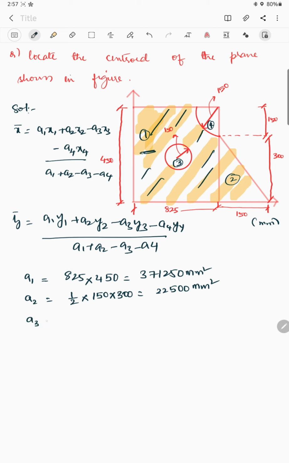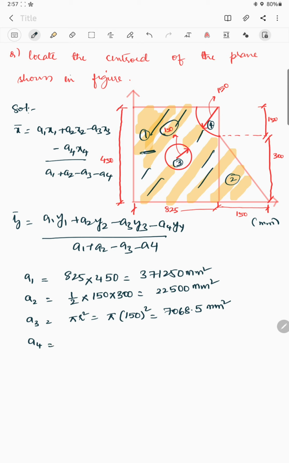Similarly, a3. What is the value of a3? The third element is a circle, so area of circle is pi r square. So pi into, what is the radius given to us? 150. Pi r square, that is 150 whole square, which is equal to 7068.5 mm square.